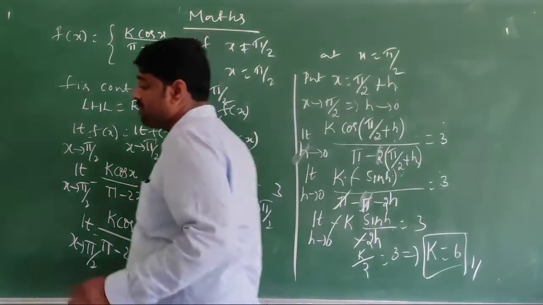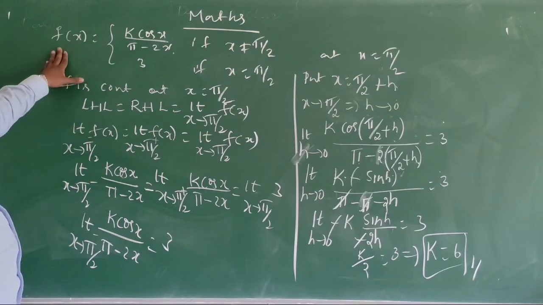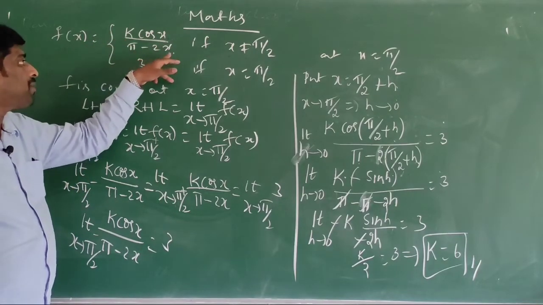Once again, observe, children. We have to find the value of k. f of x is equal to k cos x divided by pi minus 2x.